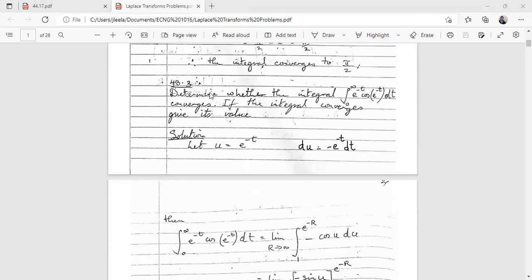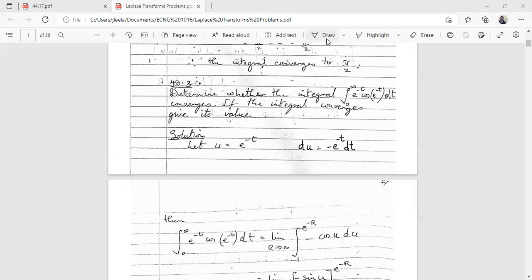Right, so let's look at another one here. Determine whether the integral between infinity and 0 of e to the minus t cos e to the minus t dt converges. If the integral converges, give its value, right? So here we could use a substitution. When you look at the integral, you could let u equal e to the minus t, right? Therefore, if you differentiate u with respect to t, you get minus e to the minus t dt, right?